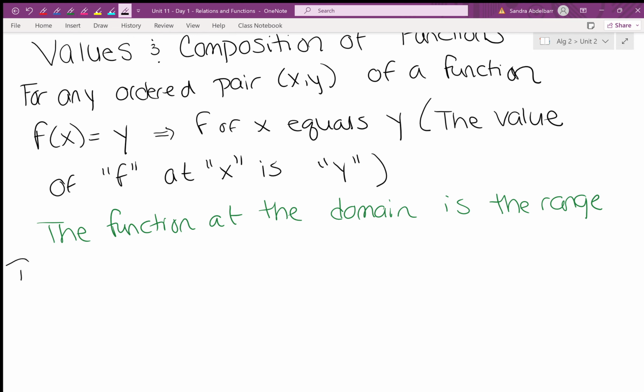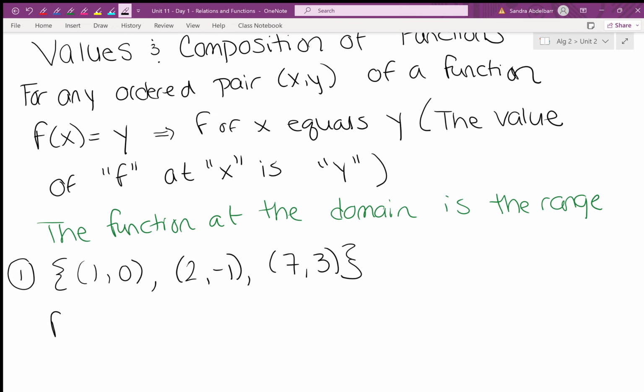So let's start off simple. Let's say I give you a relation that's just a set of ordered pairs: (1, 0), (2, -1), (7, 3). And I ask you to find f of 1. What is this asking? In my relation, when my x coordinate is 1, what is the corresponding y coordinate? 0. So f of 1 equals 0.